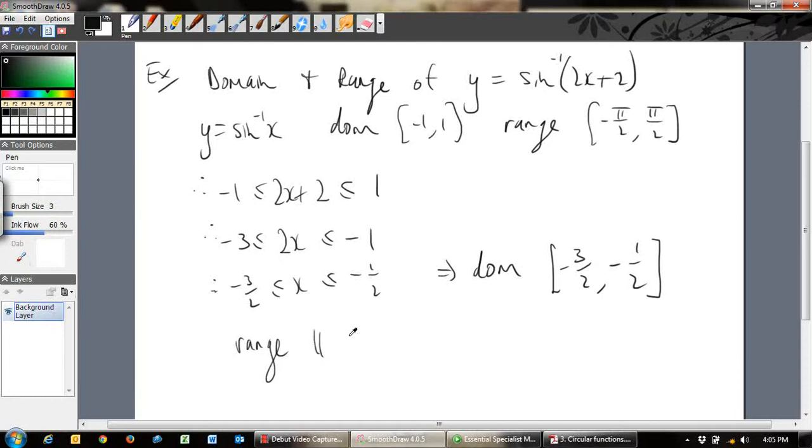What am I talking about? Gee, my brain is not working. The range is just the same as the range of the base function, -pi on 2 to pi on 2.